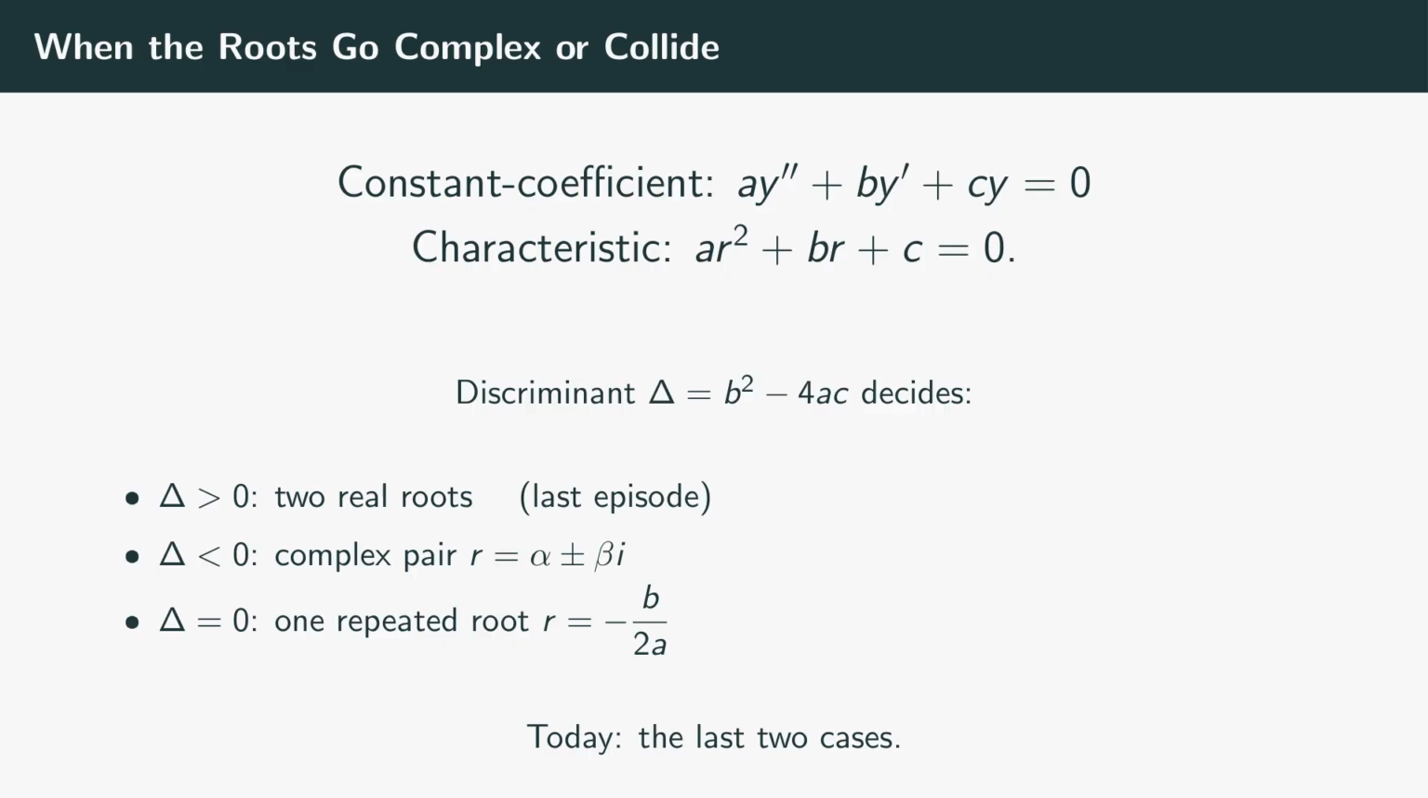If the discriminant is positive, you get two real roots, which we handled. If it is negative, the roots are a complex conjugate pair, and if it is exactly 0, the two roots collide into a single repeated root. Those last two cases are today's subject. They look like dead ends, a square root of a negative number, or a missing second solution, but each hides something beautiful. The complex case hides oscillation, the repeated case hides a second solution with an unexpected factor of x. Let's recover both.